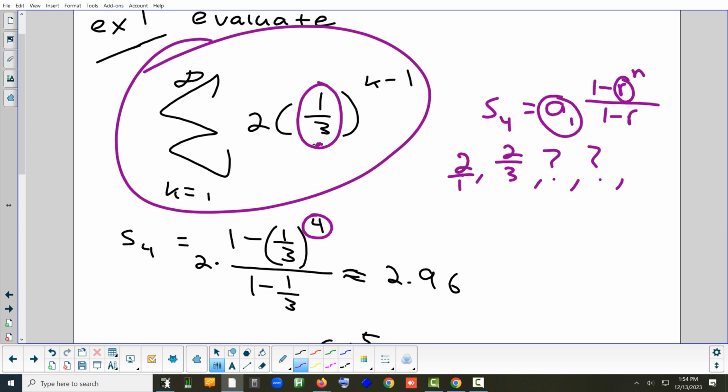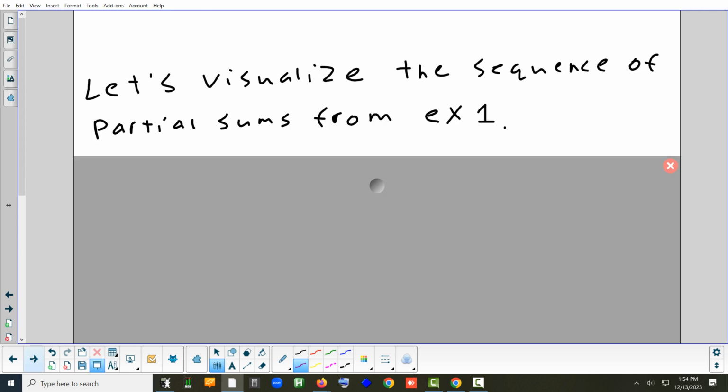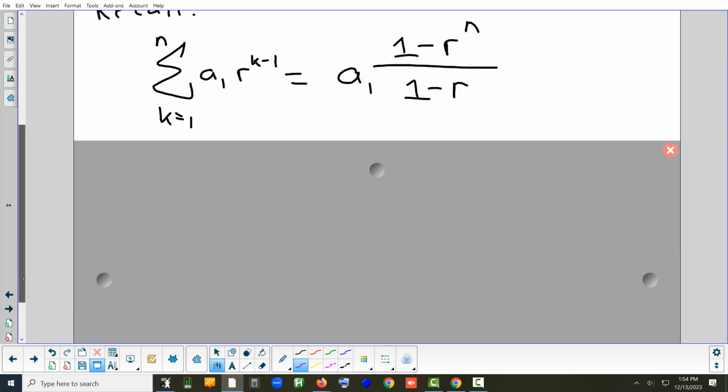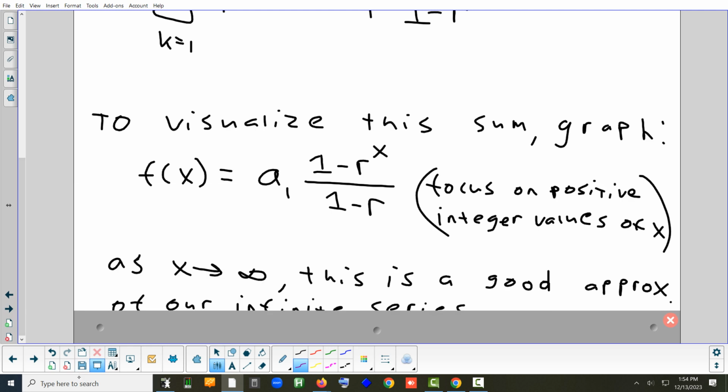If it's more than 1, what's going to happen to each term as you keep going? Get bigger. They just get bigger and bigger and bigger, and if you keep adding things that get bigger, it just gets bigger. Okay? It doesn't approach anything. All right. So I'm not going to do that.